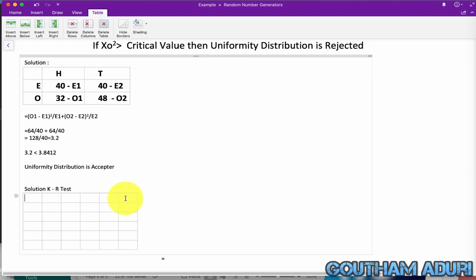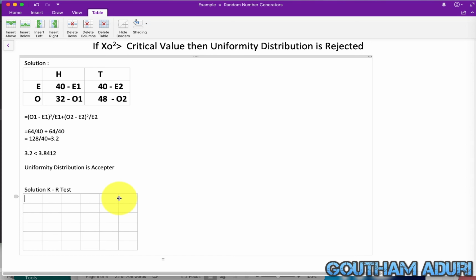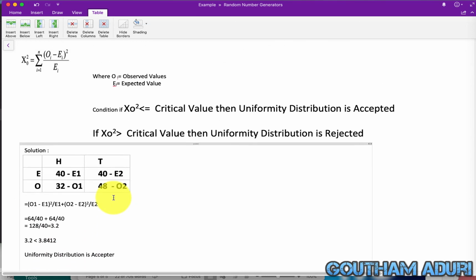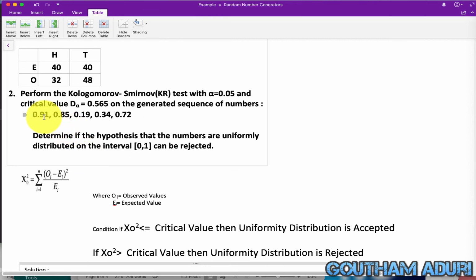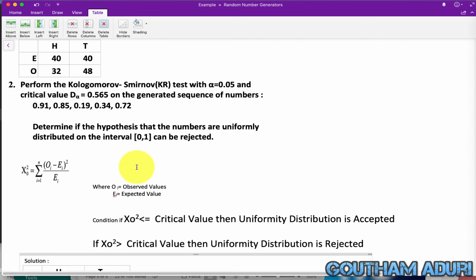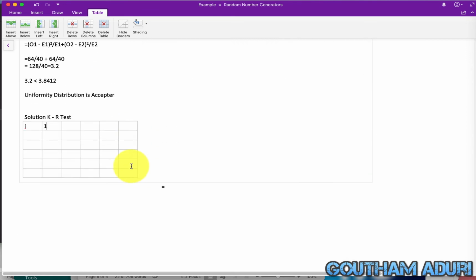So first thing I have to do is take the numbers. How many numbers are there? 1, 2, 3, 4, 5. Total 5 numbers are there. I'll just put them from smallest, I'm just arranging. Next, I have to calculate Ri.